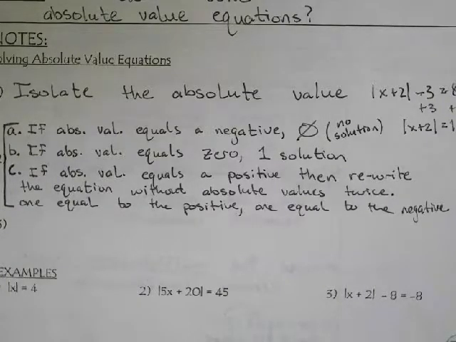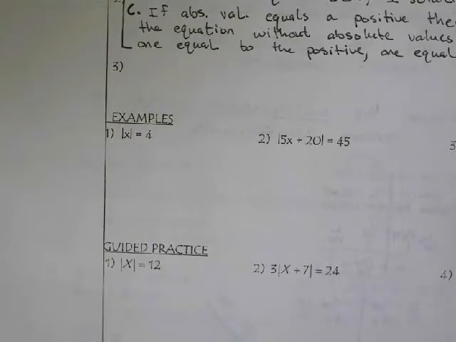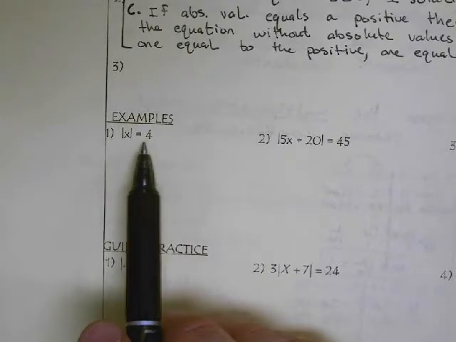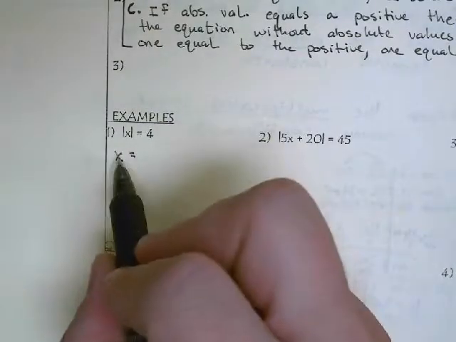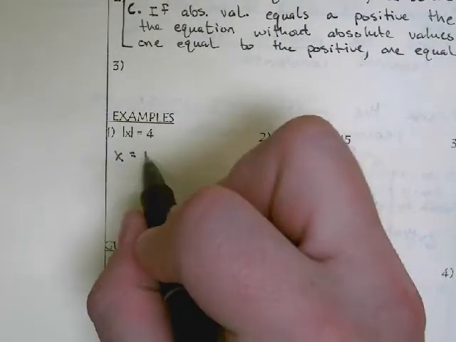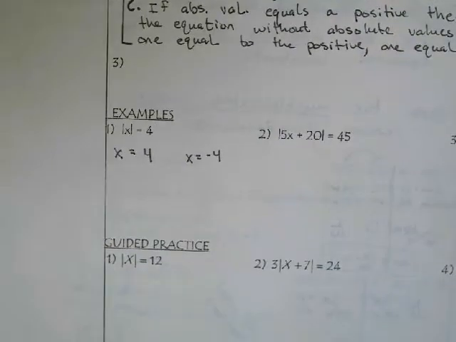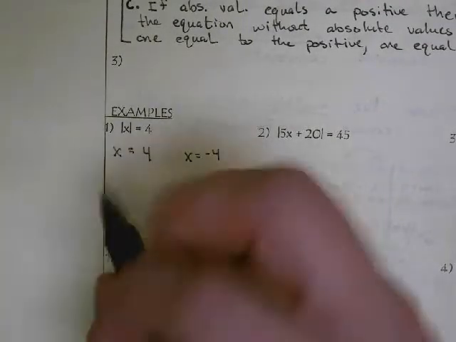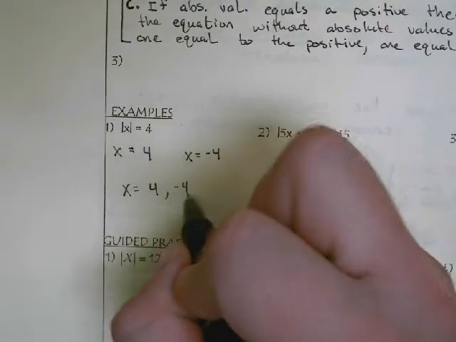Okay, so let's look at some examples. Kind of clear up what these words are saying. Example 1, I have the absolute value of x equals 4. So our absolute value is isolated, and it equals a positive. So I'm going to rewrite this equation twice without the absolute value signs. One time equal to the positive, and then one time equal to the negative. And we're done. So we get x equals 4, comma, negative 4.